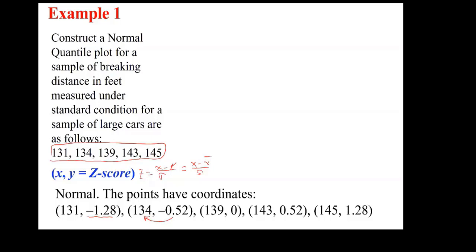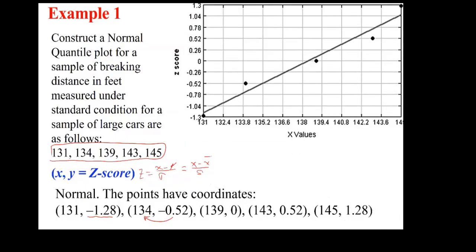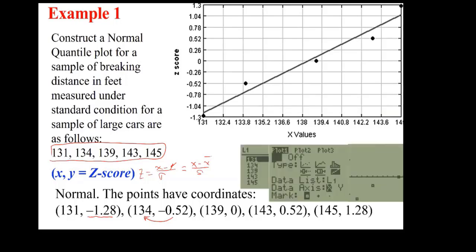Now you're going to plot them and see what happens. So here's the plot. X values along the horizontal axis, z-scores along the vertical axis. And of course, you can use technology as mentioned, and I hope everybody remembers how we use the technology. This appears to be a linear function, and therefore it's normally distributed.